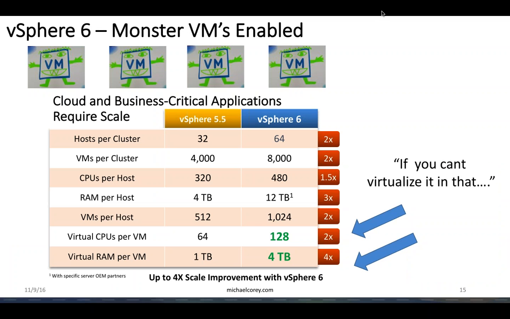And in fact, this is vSphere 6, and what you see is 128 virtual CPUs, 4 terabytes, and to use the words of Mr. Klee, if you can't virtualize it in that, he wants to hear from you. So David will be very excited if you have something that's bigger than this footprint that you think you can't virtualize. And in fact, you'll notice that vSphere did a 4x scale improvement from the previous version.